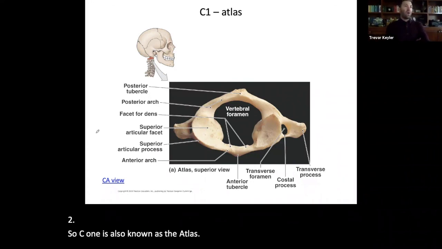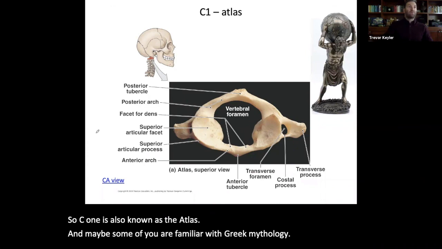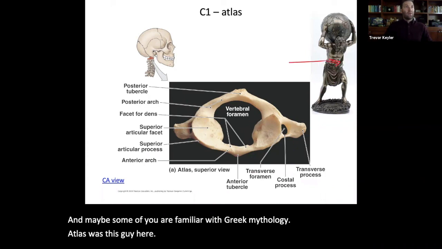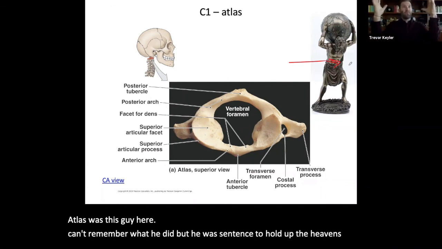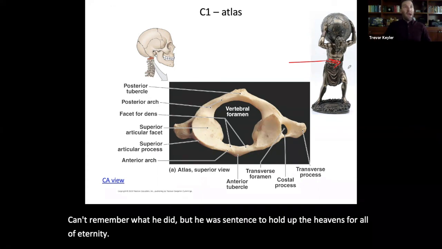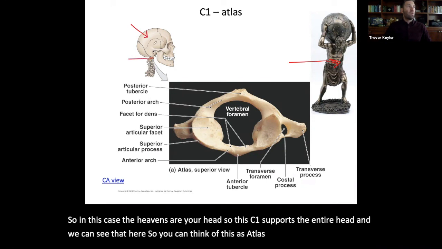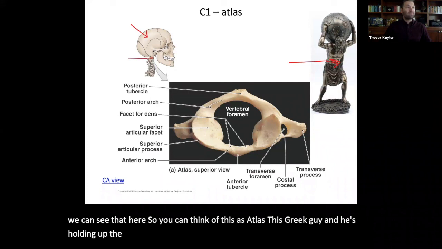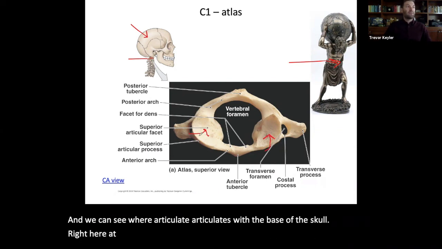And maybe some of you are familiar with Greek mythology. Atlas was this guy here. I can't remember what he did, but he was sentenced to hold up the heavens for all of eternity. In this case, the heavens are your head. So this C1 supports the entire head, and we can see that here. You can think of this as Atlas, this Greek guy, holding up the heavens, which are your head. And we can see where it articulates with the base of the skull right here at these articular facets that allow it to turn.